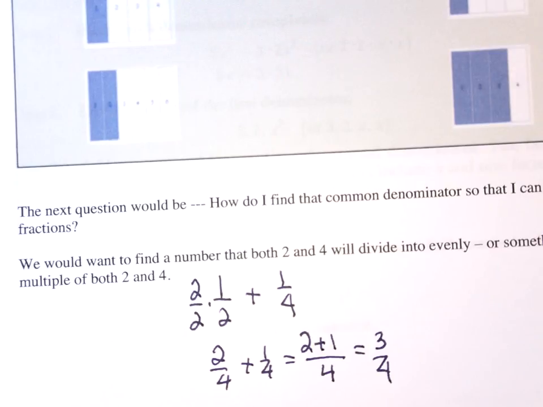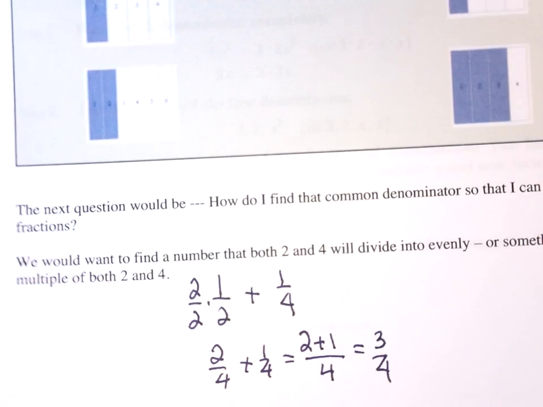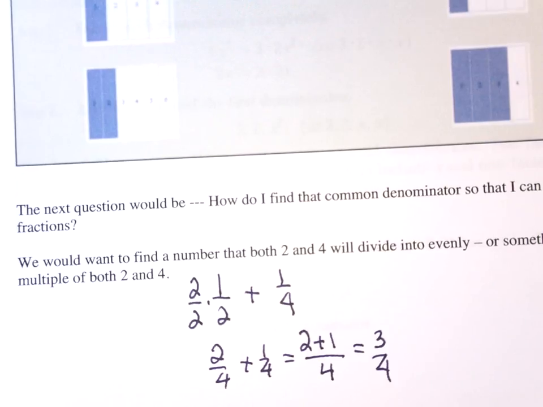Algebra's the same way. But here's the thing. How do you make sure that you can get the denominators to be the same? And that's what our focus is today. Our focus is, how do we find the correct denominator? With arithmetic, it's easy. Algebra is much more complex.